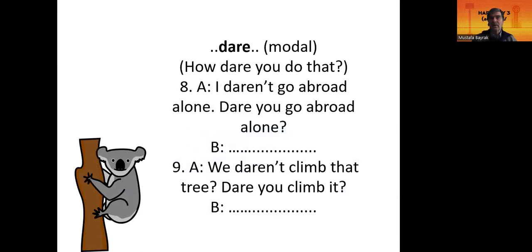As a modal, how dare you do that in questions, especially like this? How dare you say that? How dare you do that? I daren't go abroad alone. Dare you go abroad alone? Yes, I dare. We daren't climb that tree. Dare you climb it? Yes, I dare. Yes, I dare climb it.